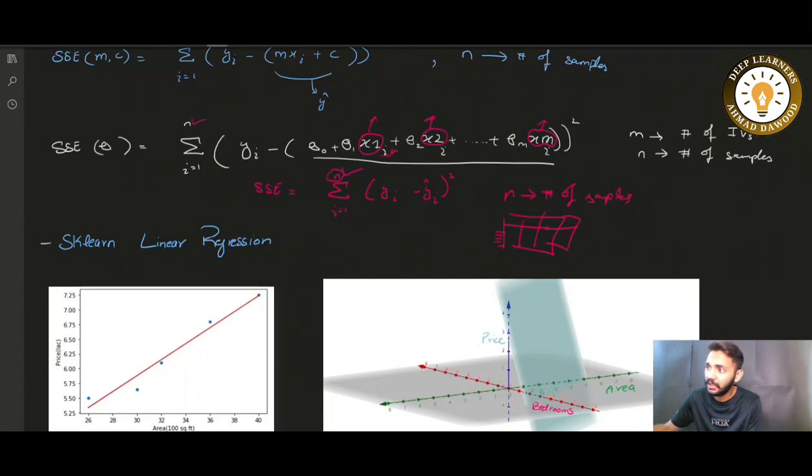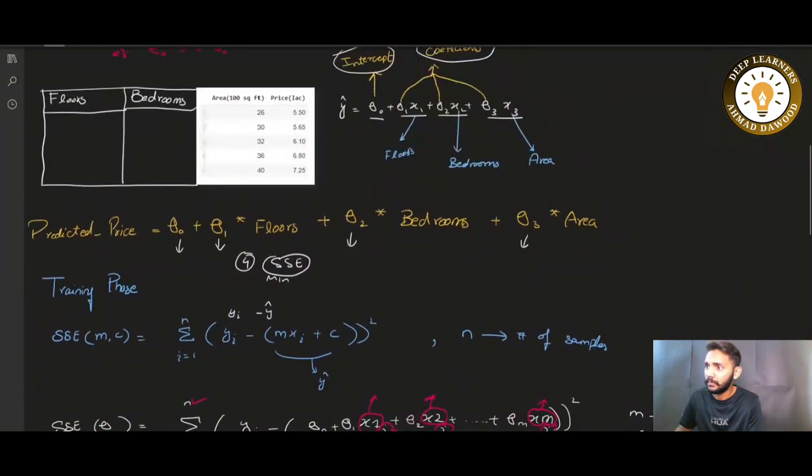And this i part is just denoting the number of rows. i starting from 1 to n, so the row 1, row 2, row 3, row 4, row 5, in this way. There will be x1, and x1 i represents the rows in x1. Let's say this one is x1, this is x2, x3, and this is our target variable. Like in our case x1 here is floors.